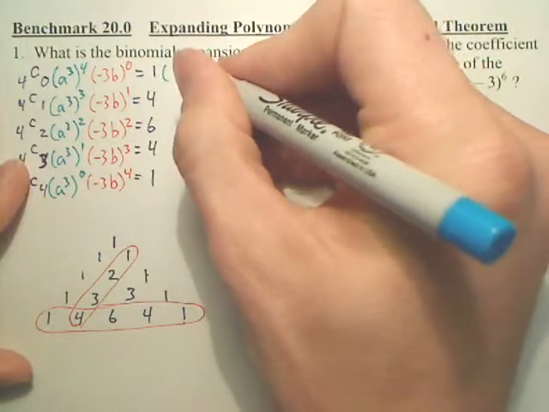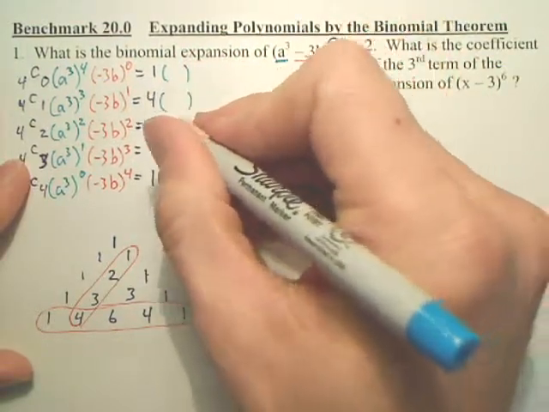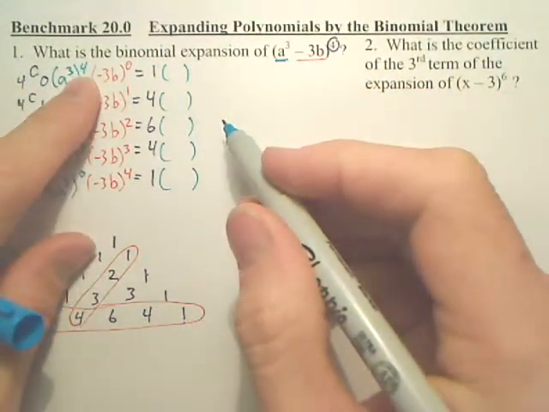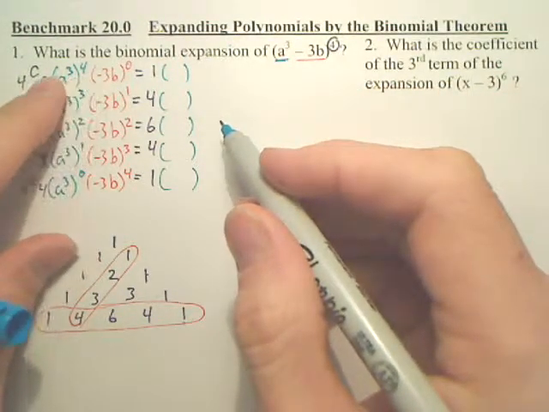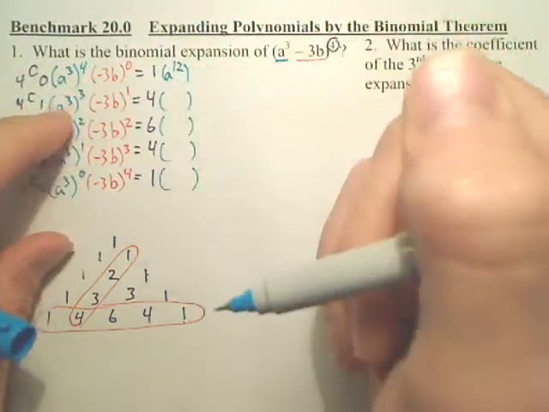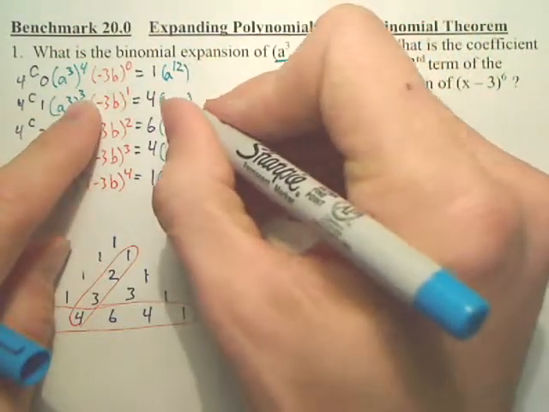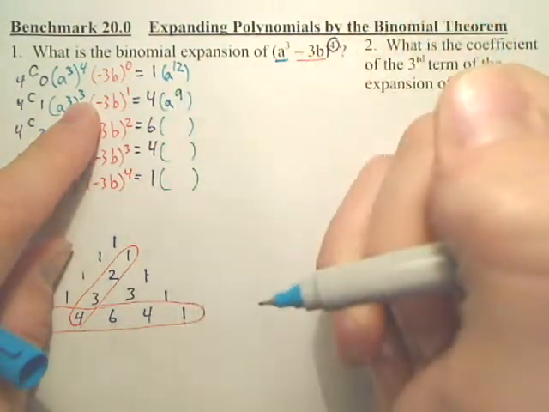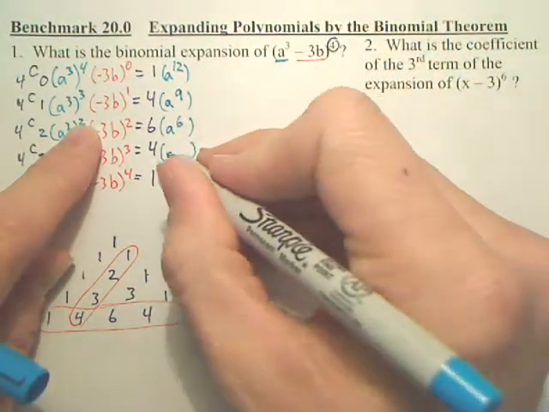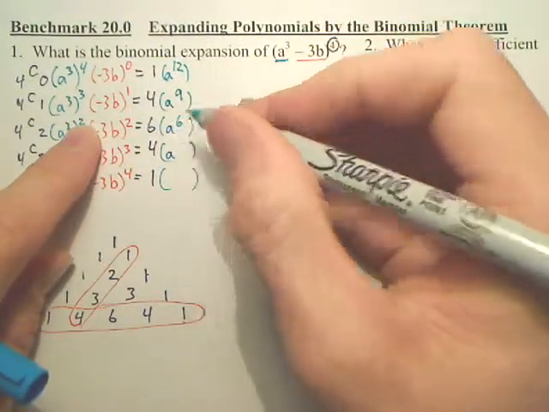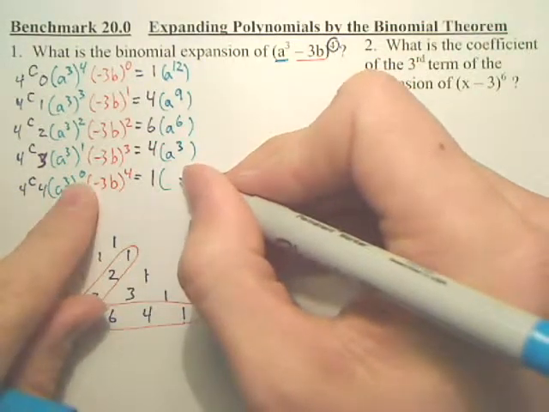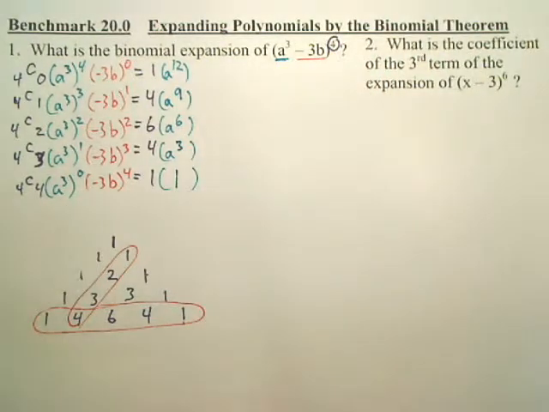Next, a to the third to the 4th. A to the third to the 4th, you multiply those powers, so it becomes a to the 12th. A to the third to the 3rd, you multiply the powers, so it's a to the 9th. A to the 3rd squared would be a to the 6th. And do you see a pattern? See how it decreases by 3? What do you think this is going to be? Just a to the 3rd. And anything to the 0 you have to remember is 1.